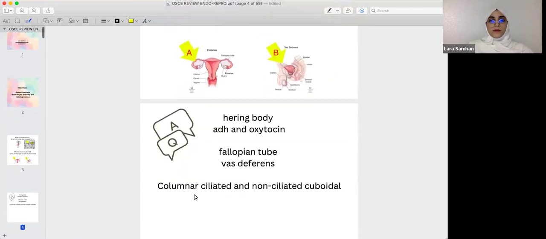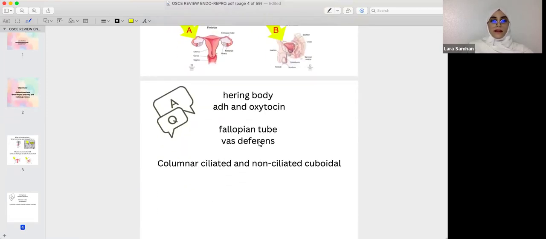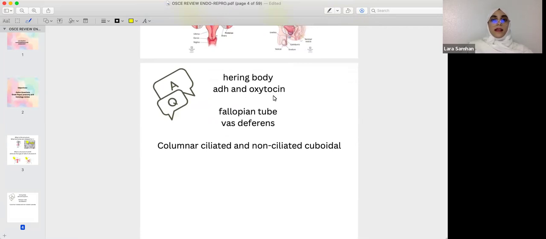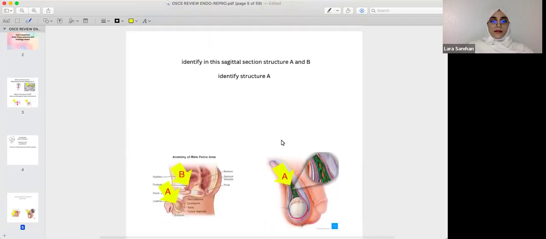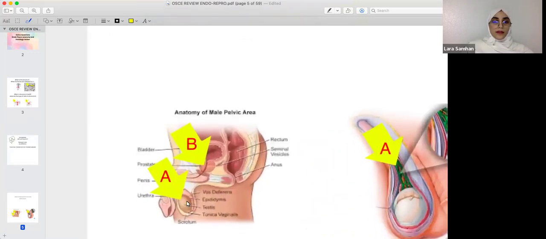Okay, so moving on, those are the answers as you correctly said. We have the herring body, ADH, oxytocin, fallopian tube, vas deferens, and the columnar ciliated cells and the non-ciliated cuboidal cells. Okay, so moving on to the next question. Identify in this sagittal section, this one in here, structure A and structure B. So I'll just zoom in. What do you guys think structure A is pointing to?